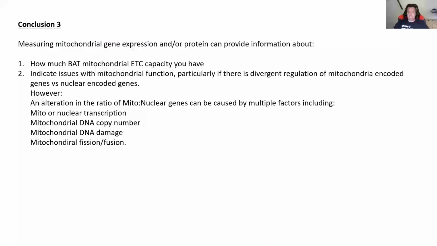So measuring mitochondrial gene expression and/or protein can provide you a nice quick readout about how much mitochondrial electron transport chain capacity you have, which could add on nicely to the UCP1 data. But it can indicate issues with mitochondrial function, particularly if you've got a divergent regulation of mitochondrial encoded genes versus nuclear encoded genes. But it doesn't actually tell you if that's because of alterations in the ratio of mito to nuclear genes being caused by transcription, DNA copy number, DNA damage, or fission or fusion events regulating these things.